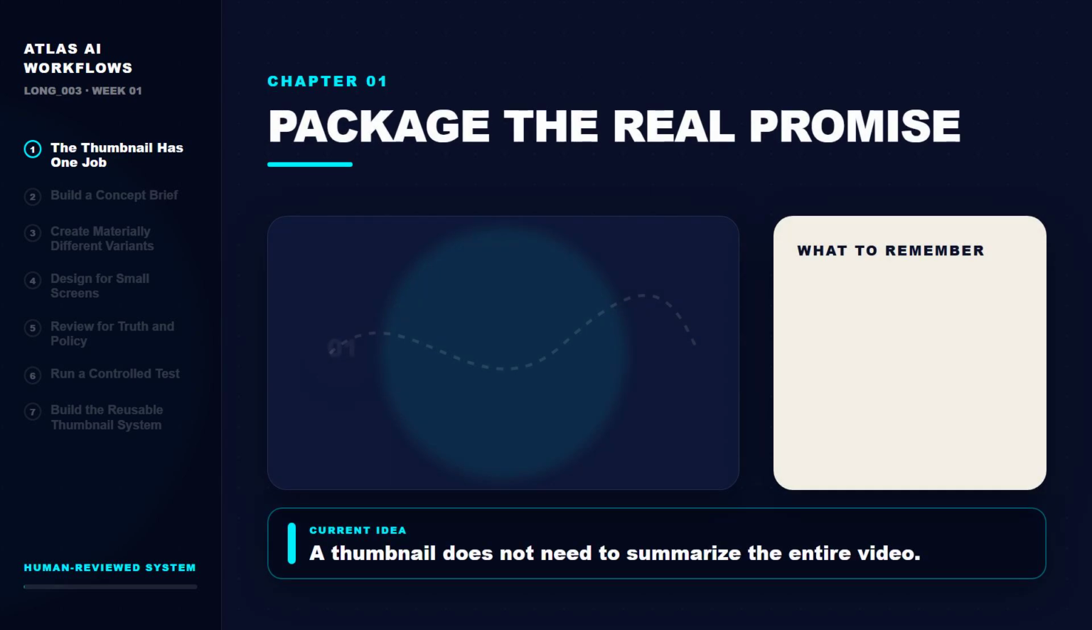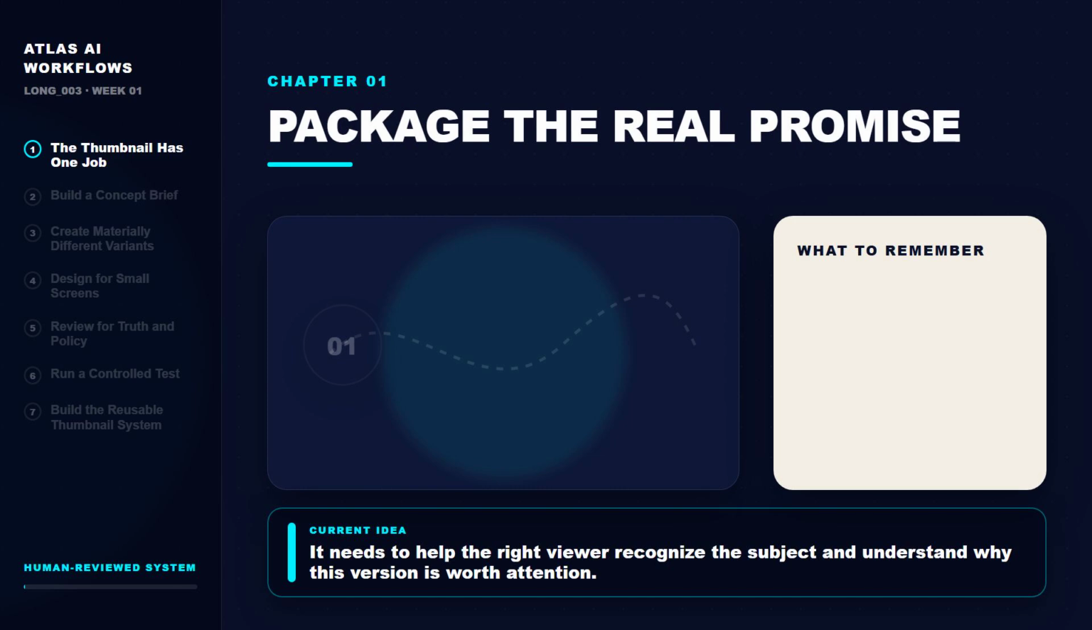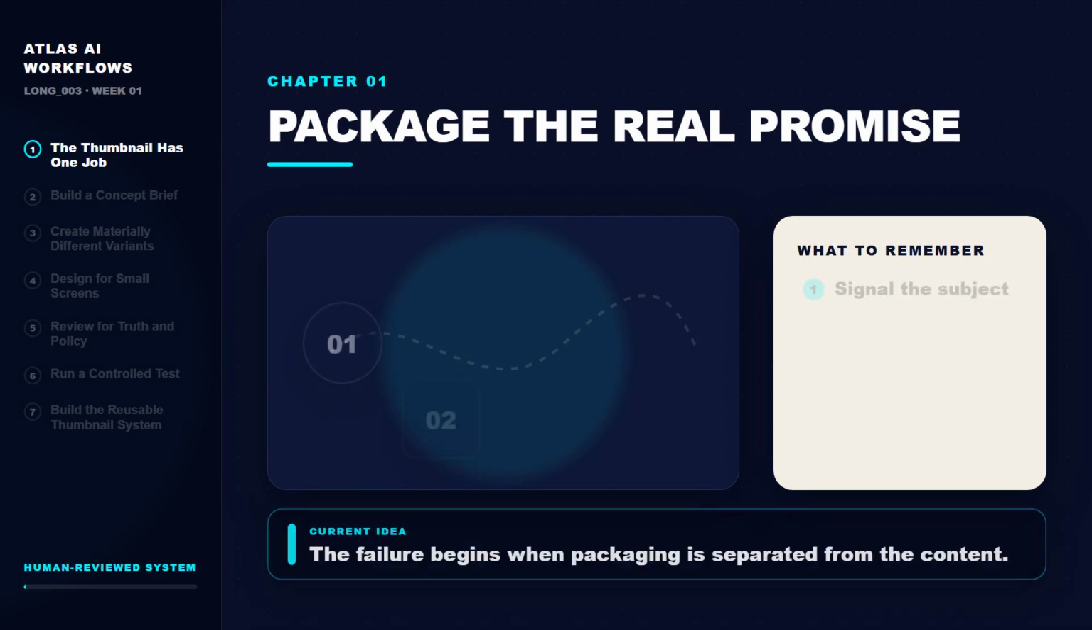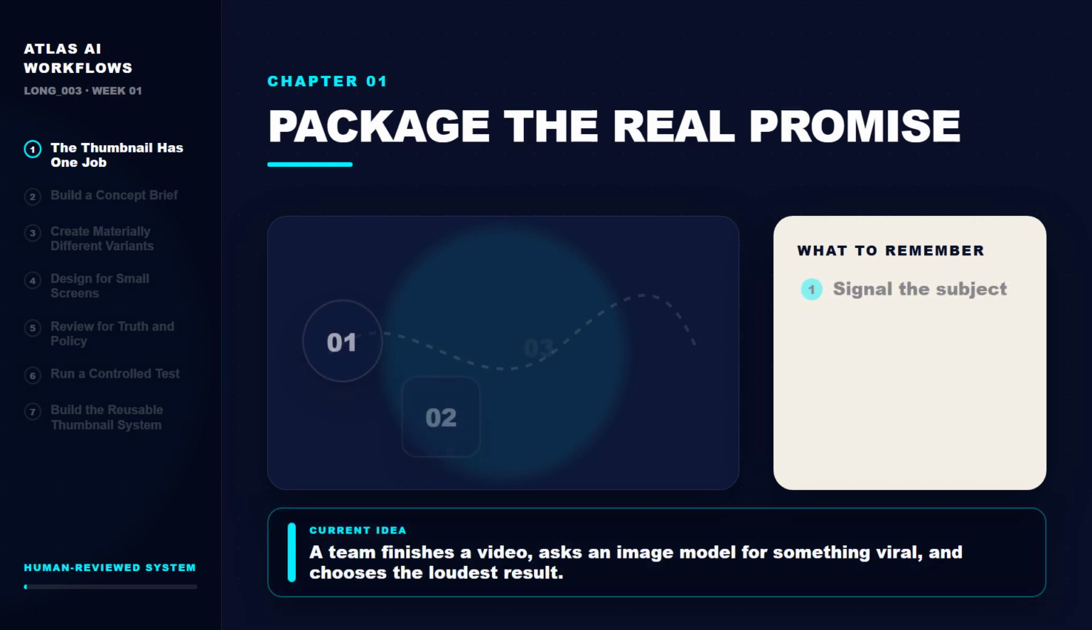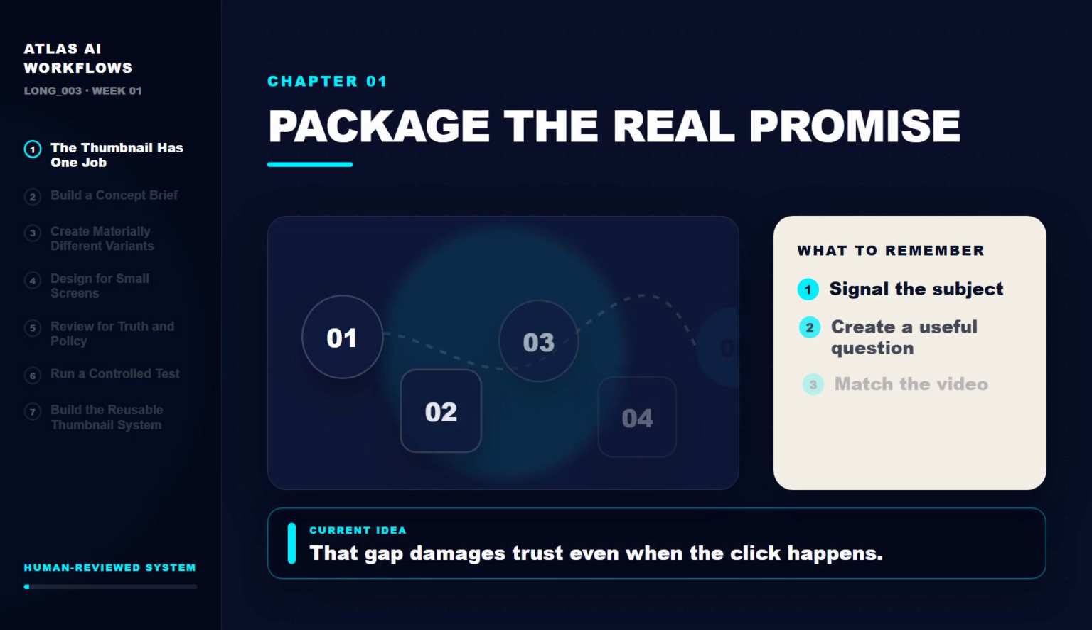A thumbnail does not need to summarize the entire video. It needs to help the right viewer recognize the subject and understand why this version is worth attention. The failure begins when packaging is separated from the content. A team finishes a video, asks an image model for something viral, and chooses the loudest result. The image may earn curiosity, but it creates an expectation the video never intended to satisfy. That gap damages trust even when the click happens.